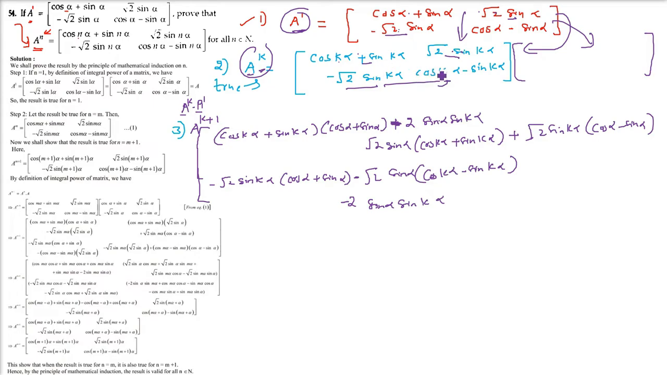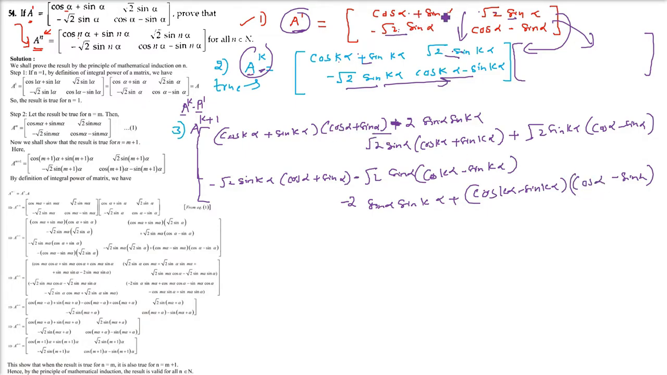Second row, this minus 2 root 2 is 2 sin k alpha sin alpha. And then the second one is cos k alpha minus sin k alpha into cos alpha minus sin alpha. Now we need to just multiply and use the trigonometric identities and put the values here. First one I am writing. We are multiplying each and every element, and then I'll try to show you a few of these entries and what it comes to.